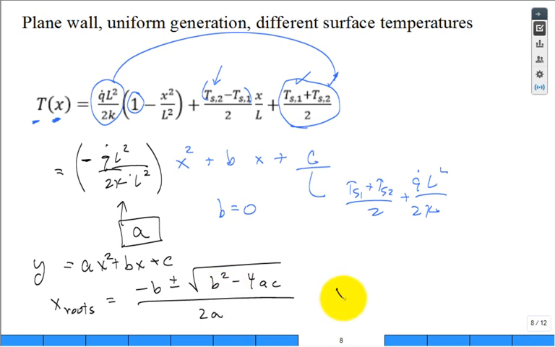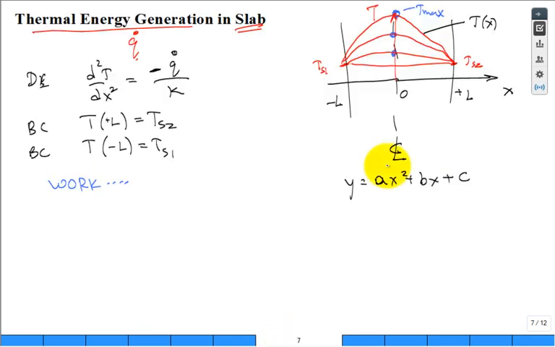And then the other one is x max or min. It's the max or min. That's equal to negative b divided by 2a. Just old review of the quadratic equation. Okay. So you go back and you can start plotting these.